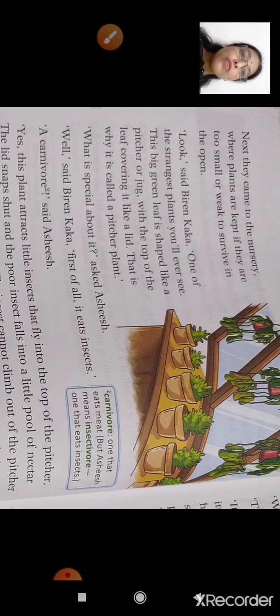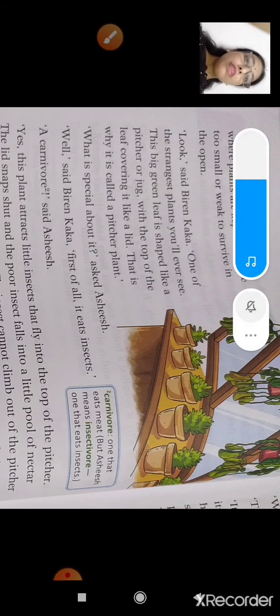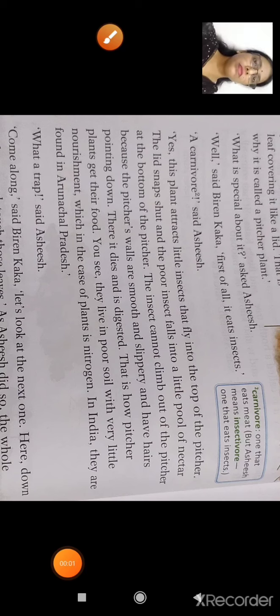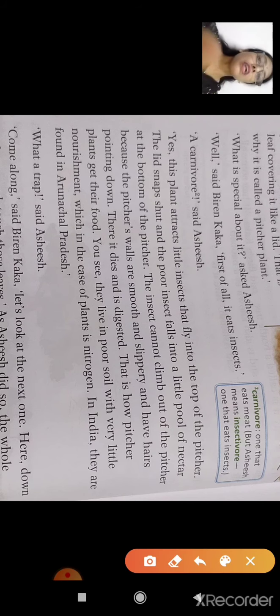What is special about it? Asked Ashish. Ashish said, so what's so special about it? Well, said Biren Kaka, first of all, it eats insects. A carnivore, said Ashish. What did Ashish say? Out of surprise, he said, "My God, there is a plant which eats insects. Is it a carnivore?" Now, carnivore is a living being who eats not only insects but animals as well. Okay, this is called carnivore.